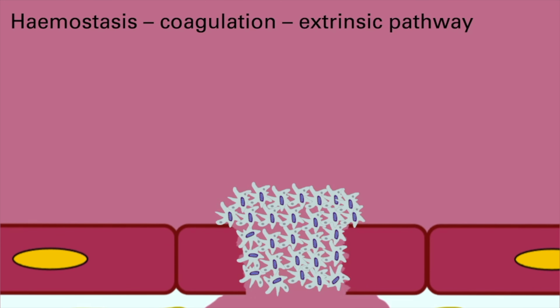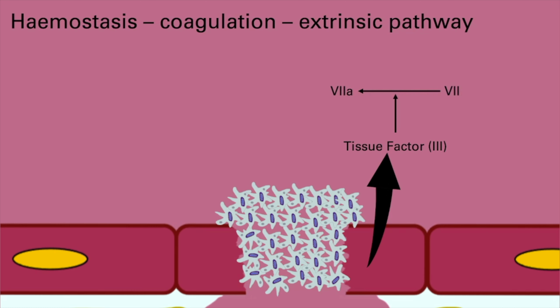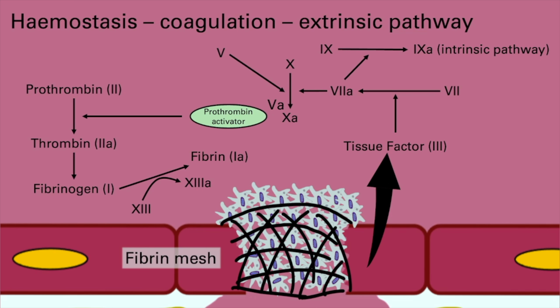Now, this pathway we've just described is the intrinsic pathway, which occurs inside the blood. There is a second pathway called the extrinsic pathway, which is triggered by tissue factor, or factor 3, which is released from the damaged endothelial cells. Factor 3 activates factor 7 to 7A, which has two effects. It can enhance the conversion of factor 9 in the intrinsic pathway, but it can also converge with the common pathway, which is anything from factor 10 onwards, as we have already described for the intrinsic pathway.